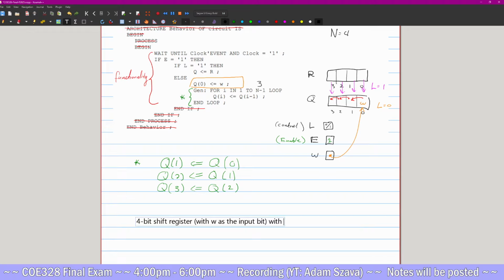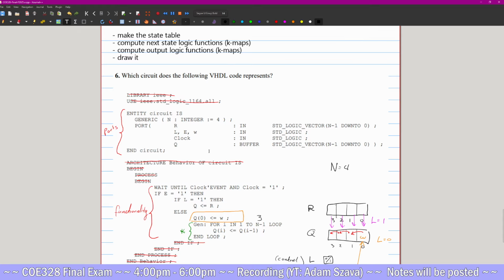with, and this is the important thing, when L is 1, that's like a load operation, right? Parallel load controlled by L equals 1. So if L equals 1, that means on the next clock, we're doing a parallel load. Everything from R, which is one of the inputs, is being put into the Q signal.